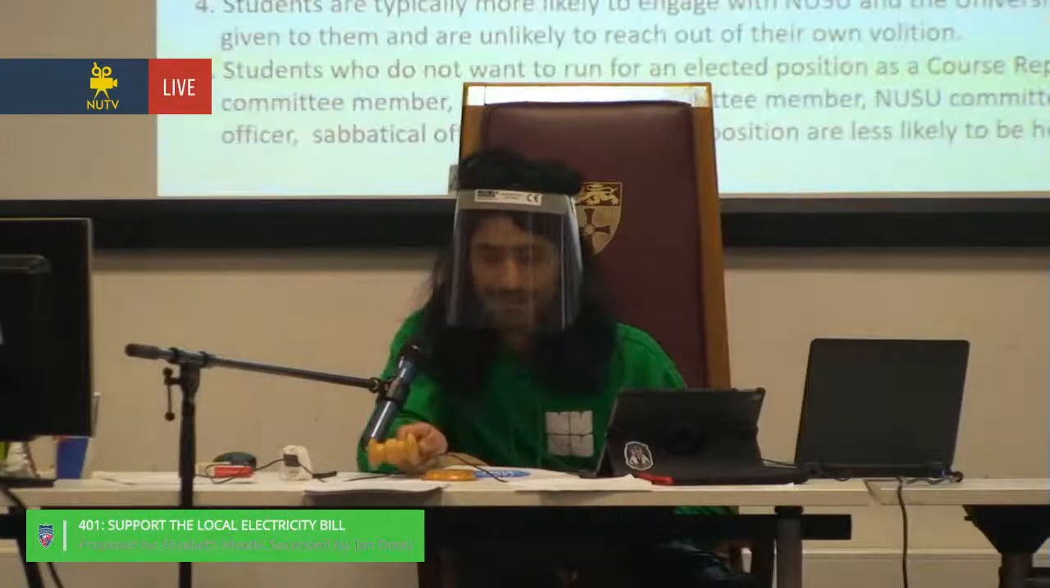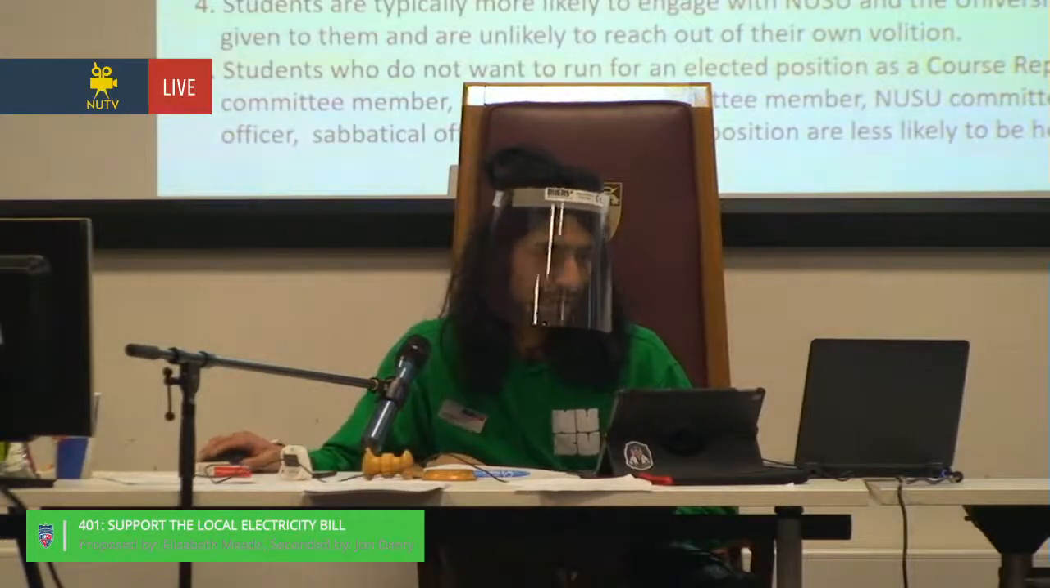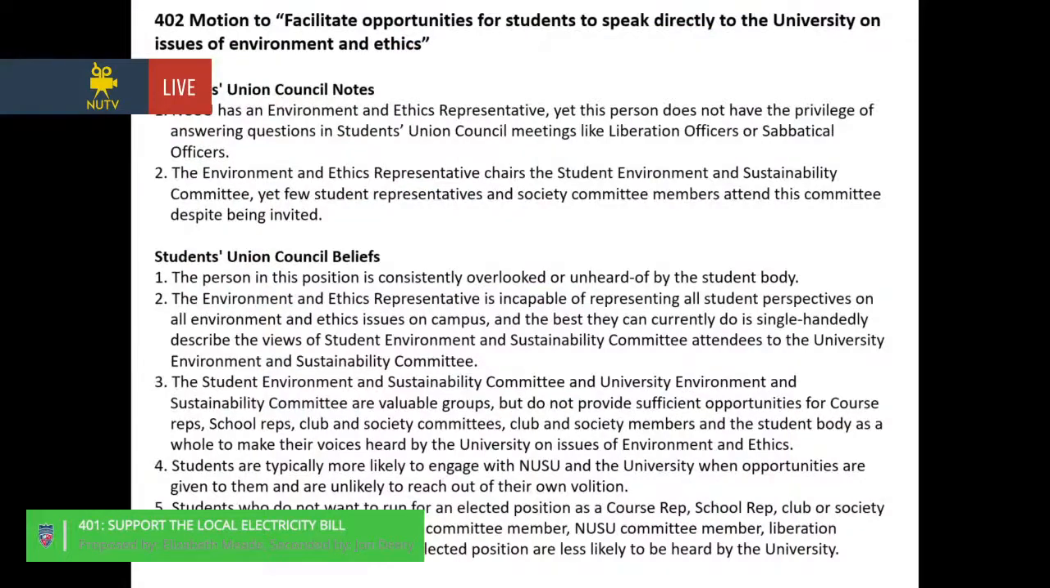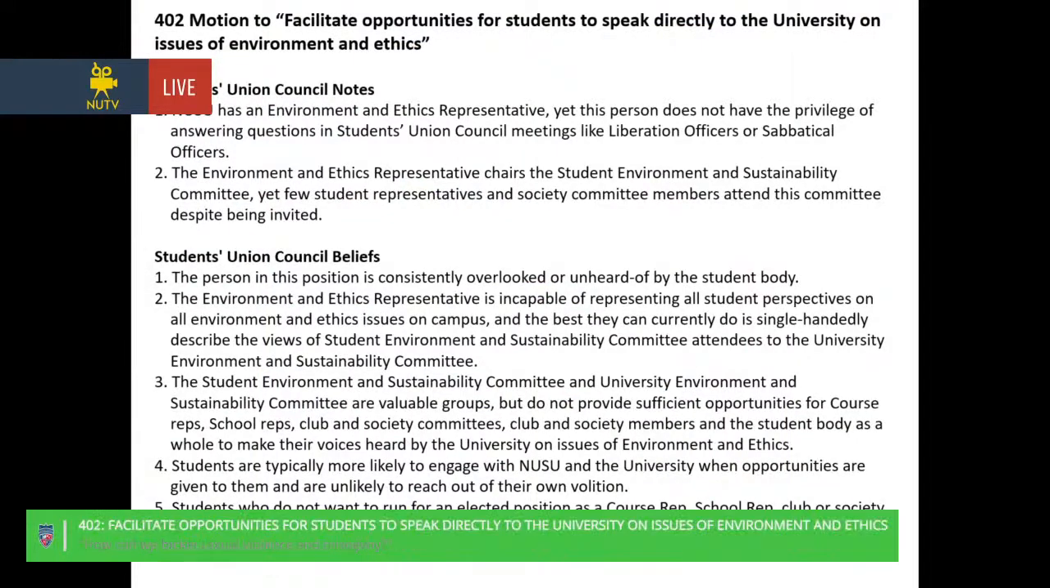Moving swiftly on, I'd like to again invite Lizzie Mead to propose motion 402, which is to facilitate opportunity for students to speak directly to university on issues of environment and ethics. You have a minute to propose the motion, Lizzie.